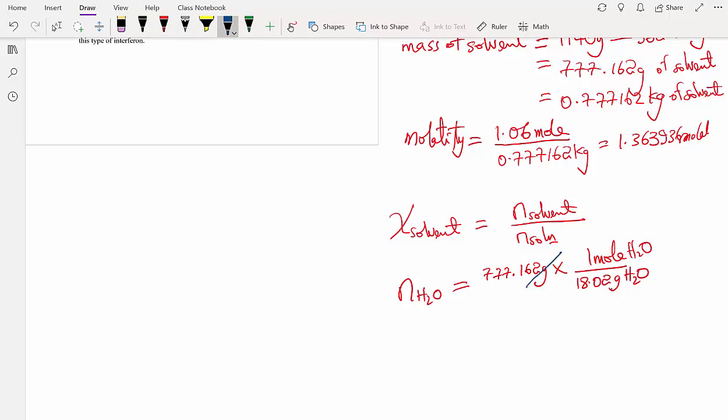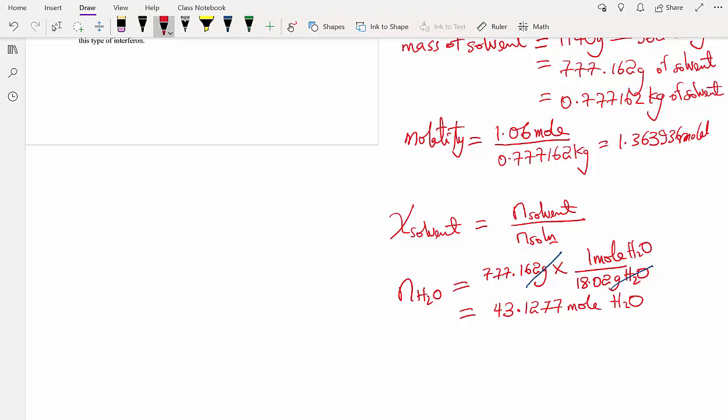Grams will cancel out. And if you divide, you should get 43.1277 moles of water. We already know the moles of the solute, that is from the molarity given to us at the beginning.